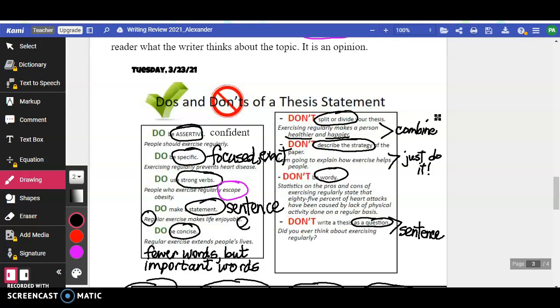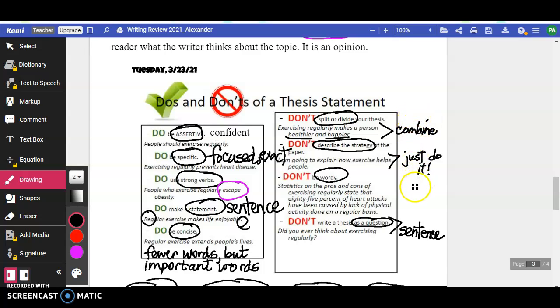A thesis statement should not be written as a question. It is a sentence. Again, it should begin with a capital letter and end with a period. A rhetorical question, or even a legitimate question, makes you seem like you are not certain or confident in the opinion that you're expressing, so you do not come off as being assertive, which is something that a thesis statement should be.